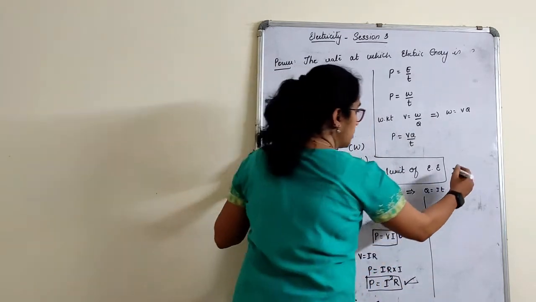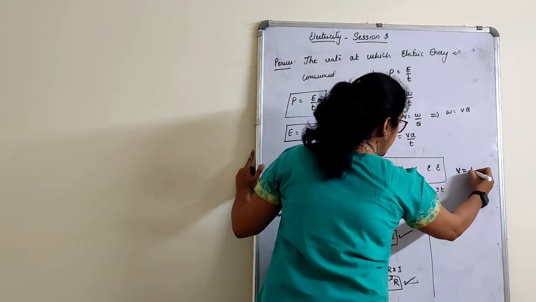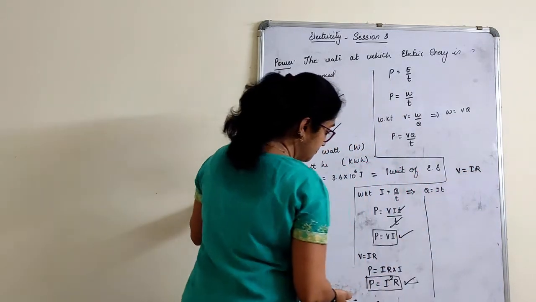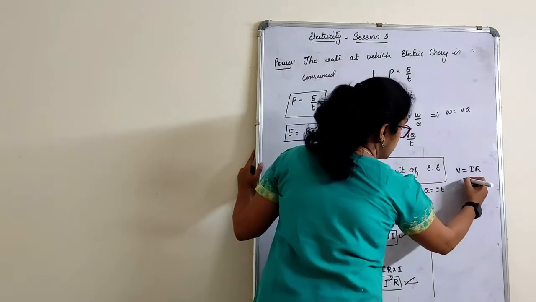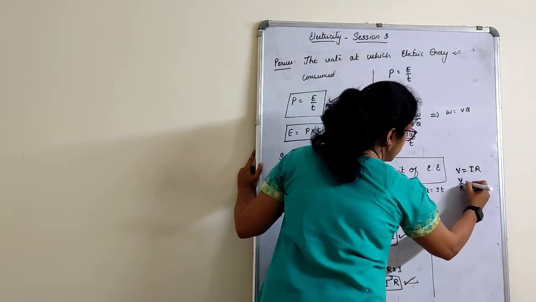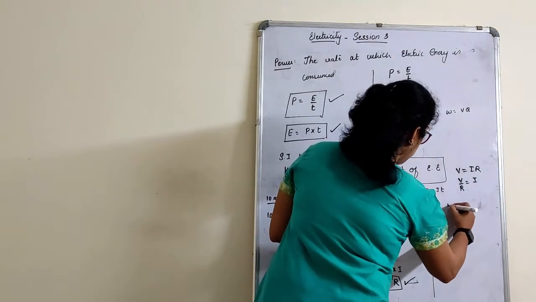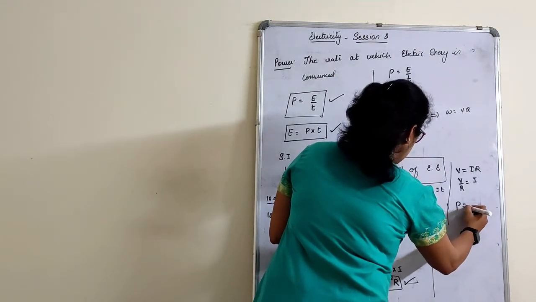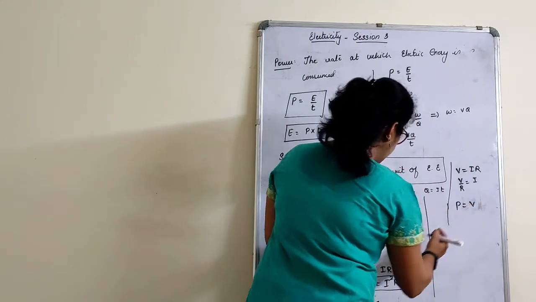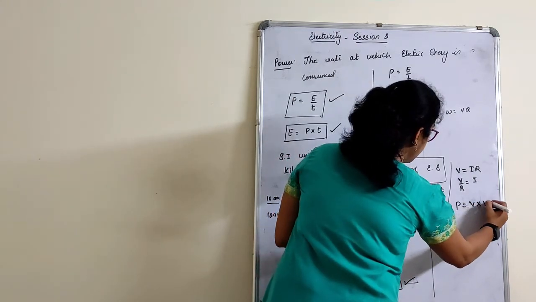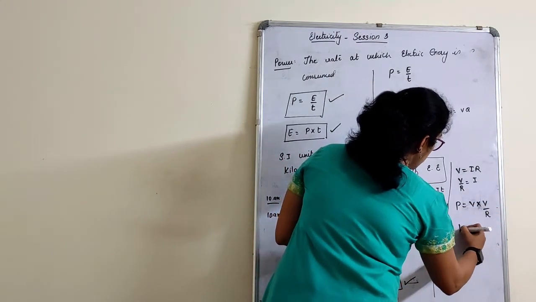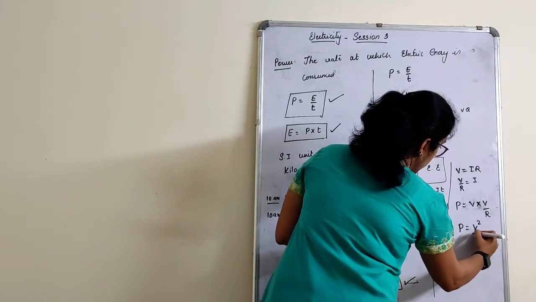Again from V is equal to I R, I will write here V is equal to I R. So now we substitute for I: V by R is equal to I. So P is equal to V I, I will write as it is, but instead of I I will write V upon R. So P is equal to V square by R.